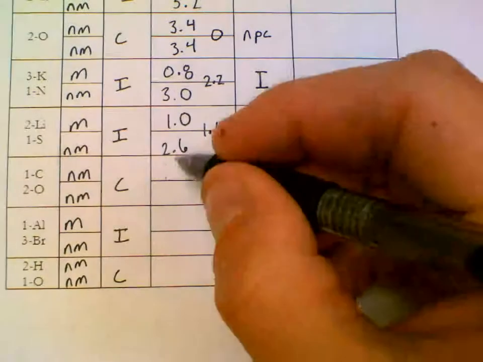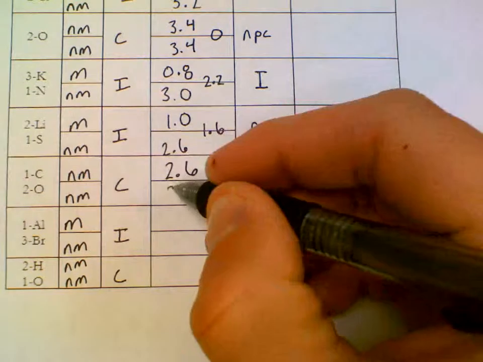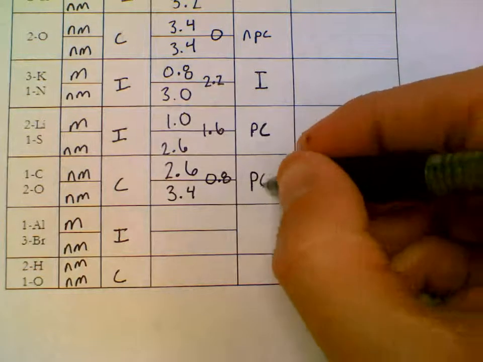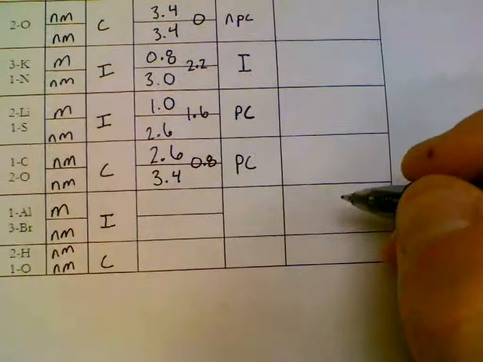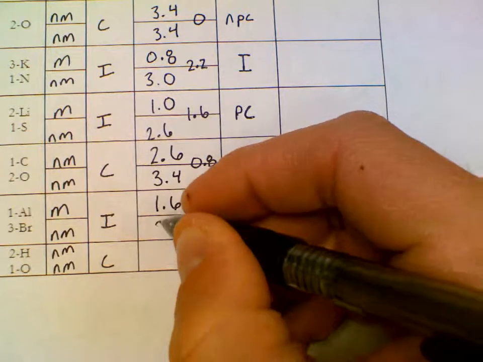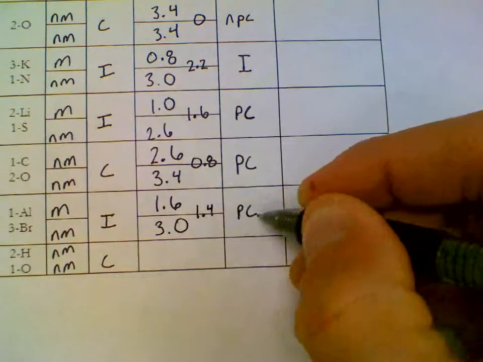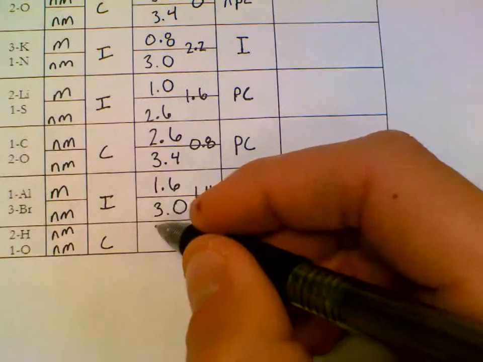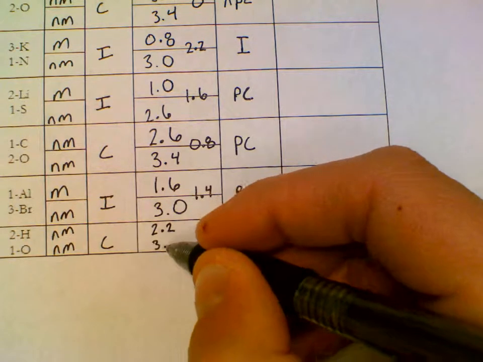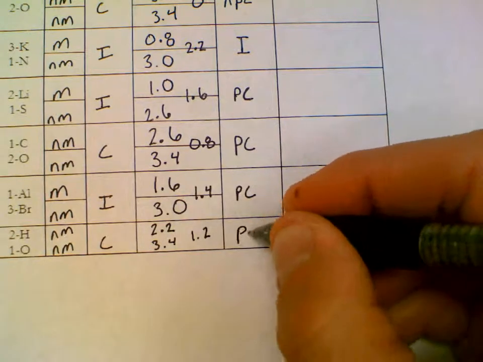Carbon is 2.6. Oxygen we use up here, 3.4, making a 0.8 difference, which is polar covalent. Aluminum, the table says, is 1.6, and bromine is 3.0 for a difference of 1.4, making this polar covalent. And then lastly, hydrogen we've already used at 2.2, and oxygen we've already used at 3.4 for a 1.2 difference, making this also polar covalent.